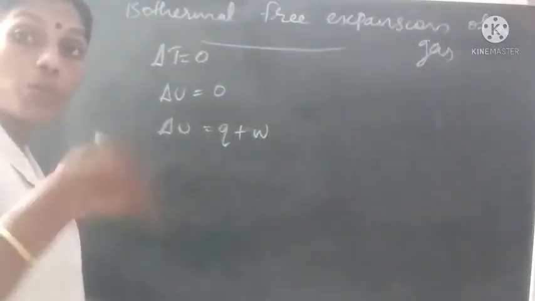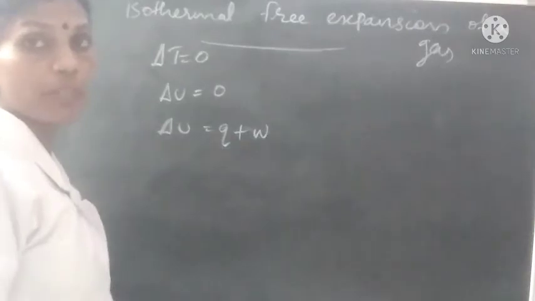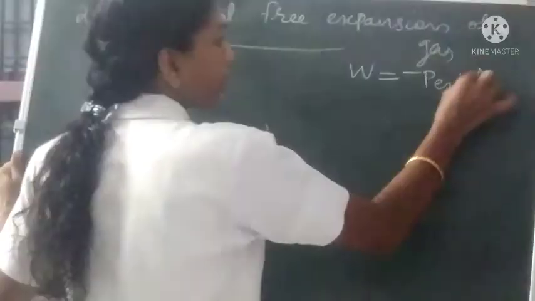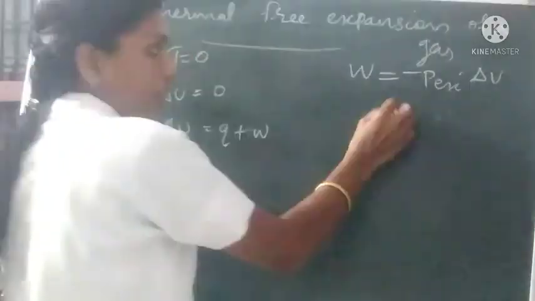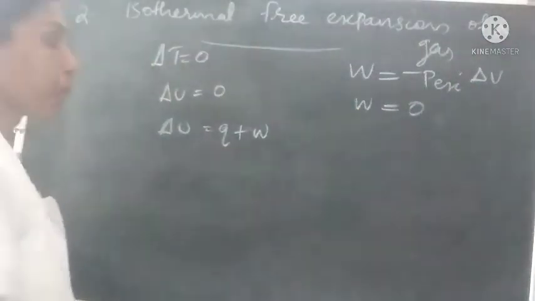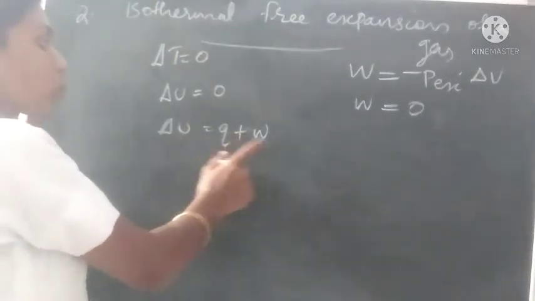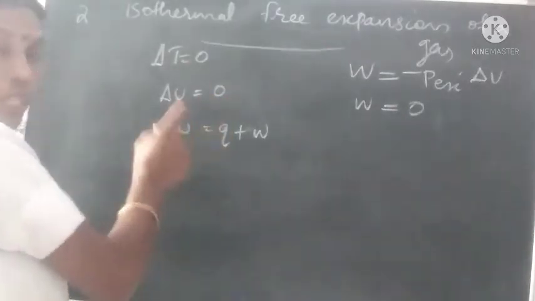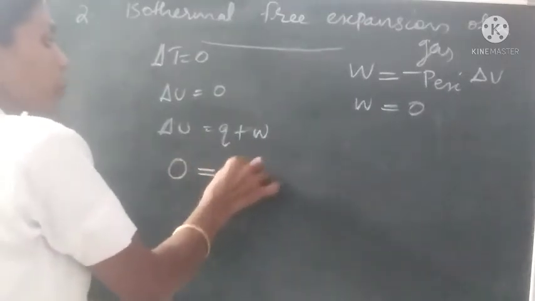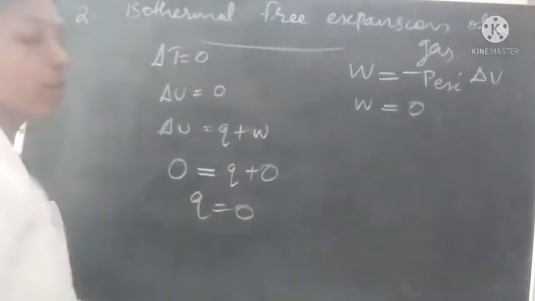Vacuum means outside the cylinder, outside the system, there won't be any medium. So external pressure will be 0. So W is equal to minus P external into delta V. For free expansion, P external will be 0, so W will be 0. 0 into delta V is 0, isn't it? So according to the first law of thermodynamics, change in internal energy is equal to Q plus W. Delta U is 0 for an isothermal process. So we can write 0 is equal to Q plus 0. So what will be Q? Q also will be 0.